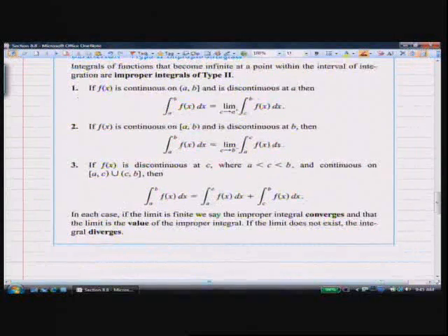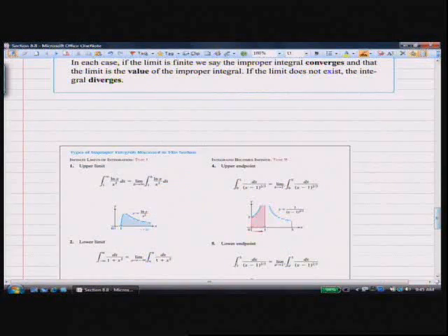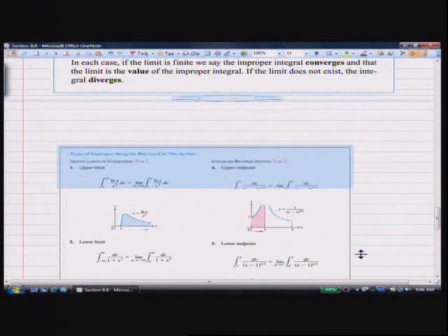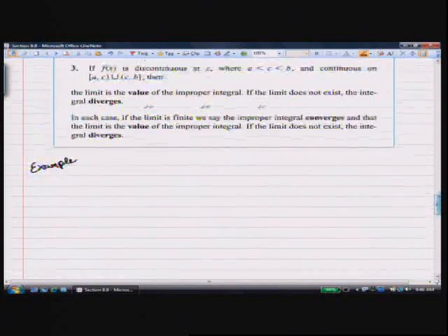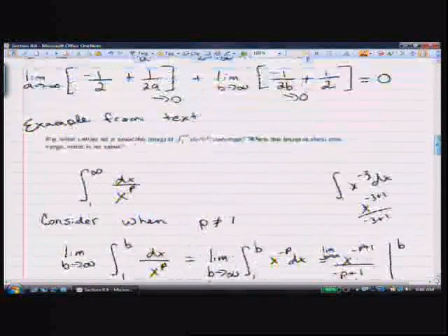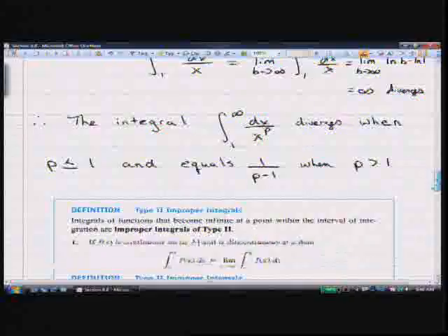So let's look at an example. This one page is really, I don't know, it took a long time. Okay, so I think we're on about example 4, or maybe 5.